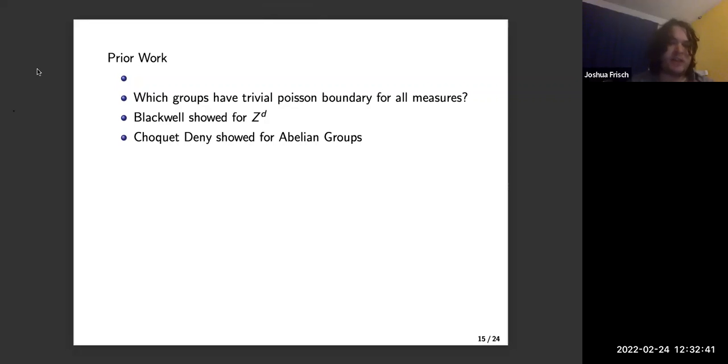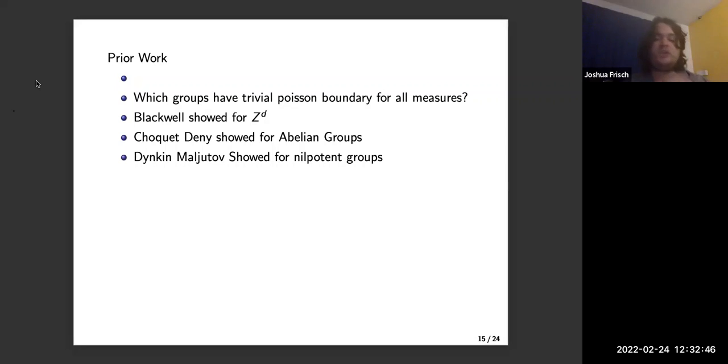Choquet and Deny generalized this to all abelian groups. And then Dynkin and Maljutov generalized it further to nilpotent groups. And nilpotent groups are basically those groups which grow polynomially. Right, so these are, functionally, just symmetric graphs, right, these are the groups which grow exactly polynomially.